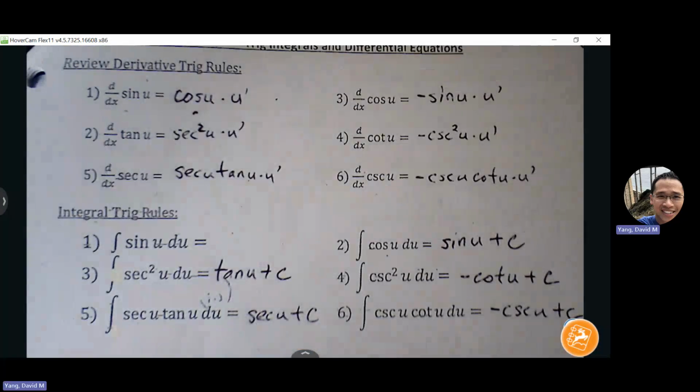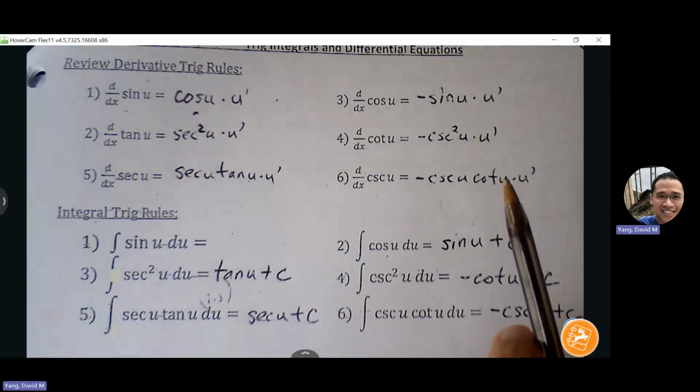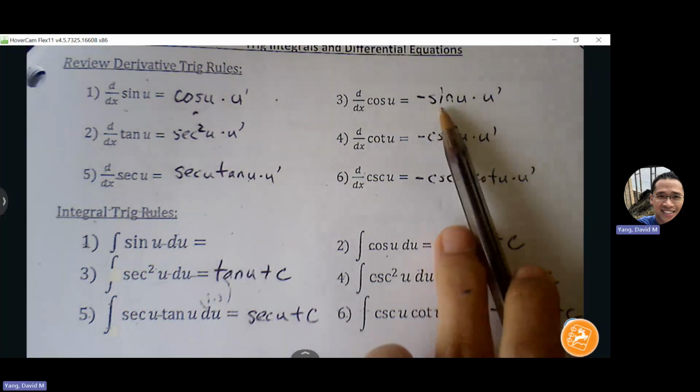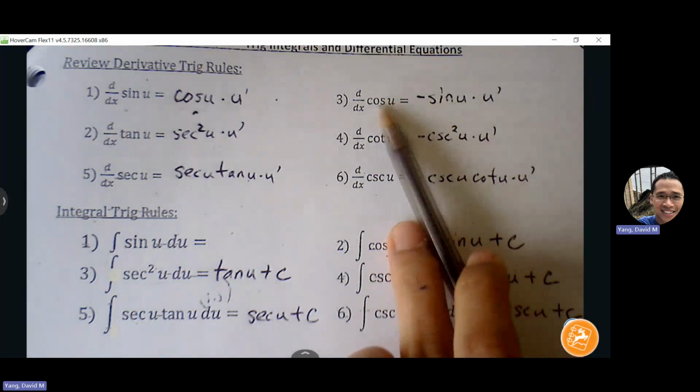Okay, let's go back to the first one. What do you think the integral of sine will be? Negative cosine, right? You know the integral of negative sine is a positive cosine, so the integral of a positive sine must be a negative cosine.